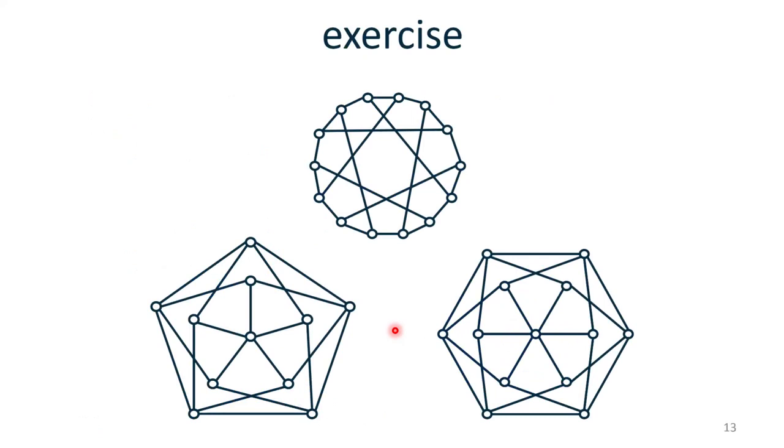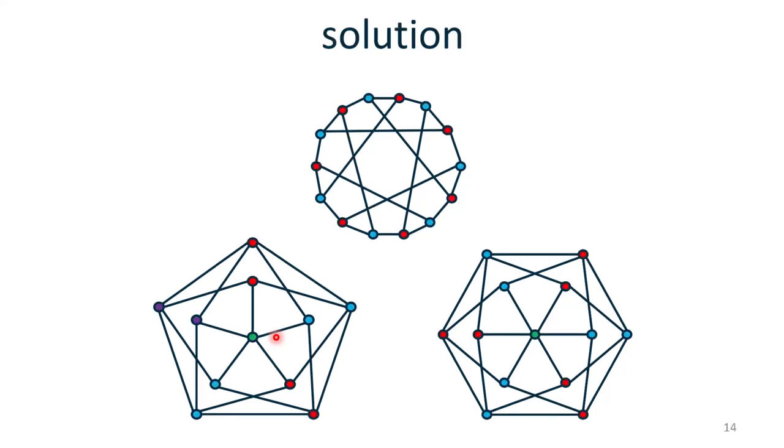So maybe now take a minute, maybe pause your video and try to copy these graphs onto a piece of paper and try to figure out what the chromatic number of each of these graphs is. So the smallest number of colors that you need to color the vertices so that no two neighboring vertices share a color. Hopefully you've paused the video and hopefully you've found the solution to the exercise. You should have found that the chromatic number of this graph is 2. This graph is 4 and this graph is 3.